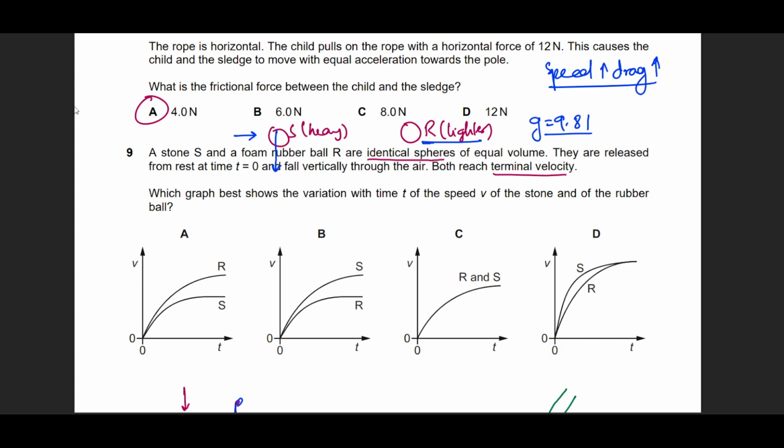And R, since it's lighter, cannot pierce through the air resistance as much as S, the heavier stone. So it will face terminal velocity much earlier on, because its drag will become equal to its weight. Because to become equal to the weight is an easier job.